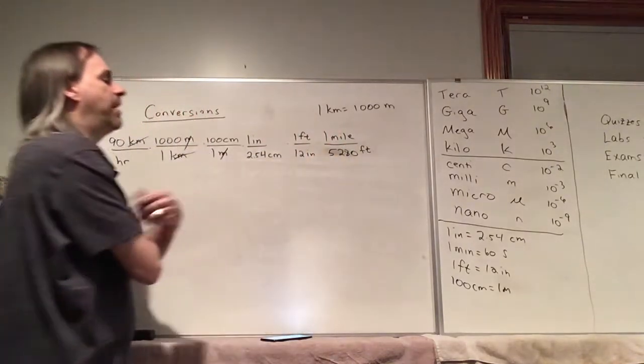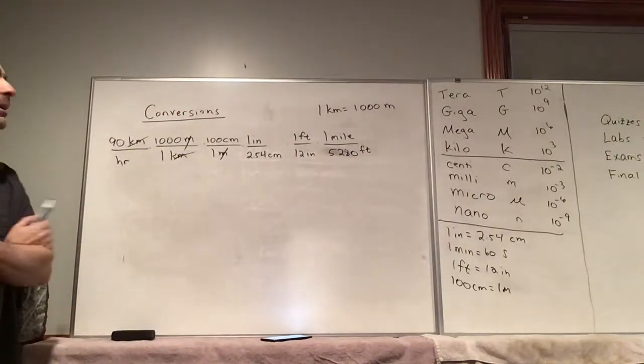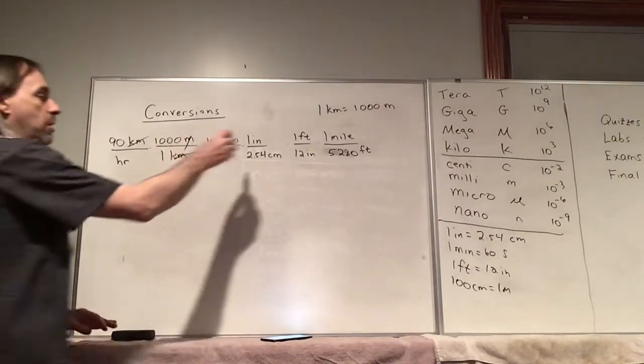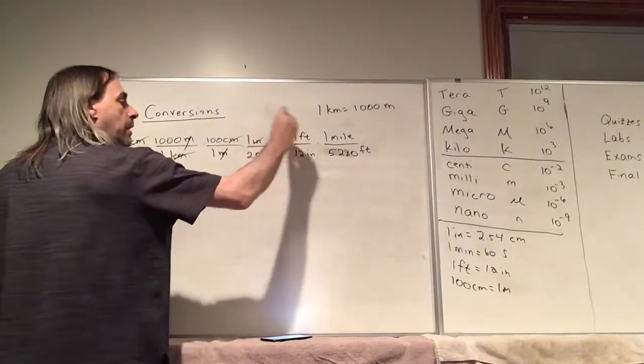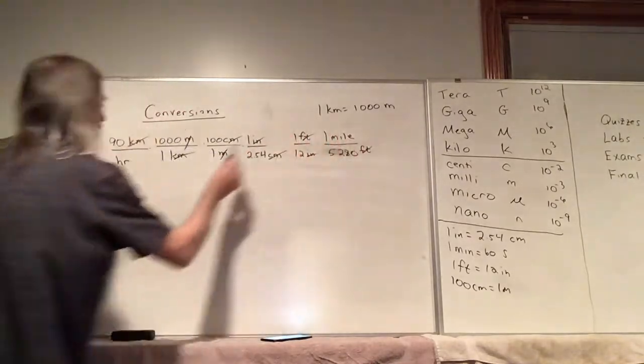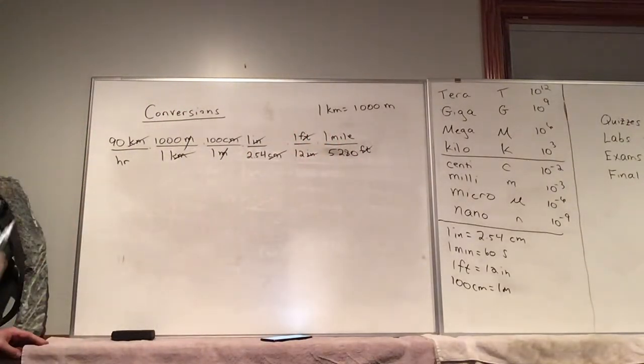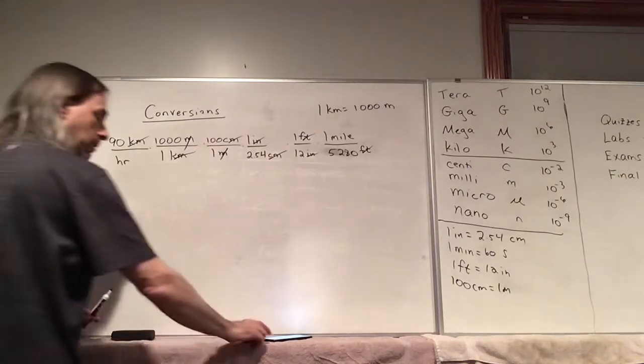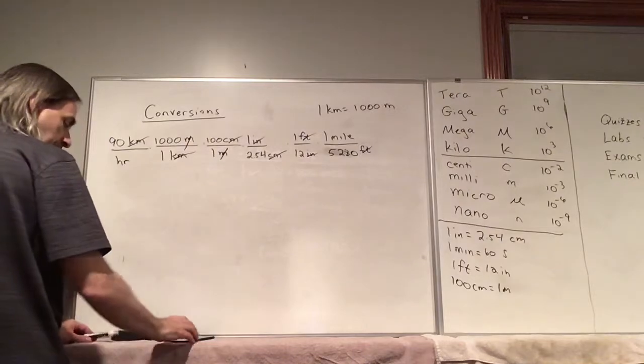1 mile, 5,280 feet. And so if we just cross off, centimeters cancel, inches cancel, feet cancel, and the only units we're left with on top are miles, and on the bottom we have hours. And so we can now just plug in the numbers.